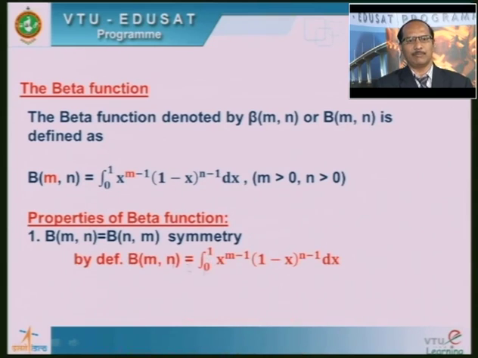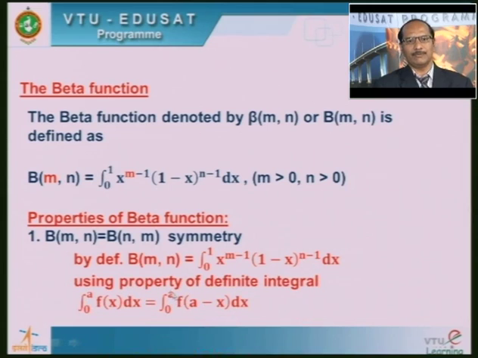We can prove that property by the definition of beta mn. By definition, beta mn is the integral from 0 to 1 of x to the power m minus 1 and 1 minus x to the power n minus 1 dx, as given above. Now, using one of the definite integral properties, everyone knows that the integral from 0 to a of f(x) dx is equal to the integral from 0 to a of f(a minus x) dx, where a is the limit of the integral. This is one of the properties of definite integrals.